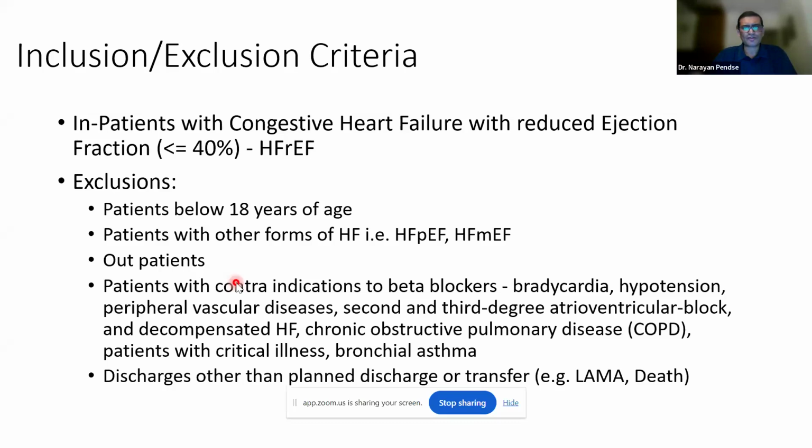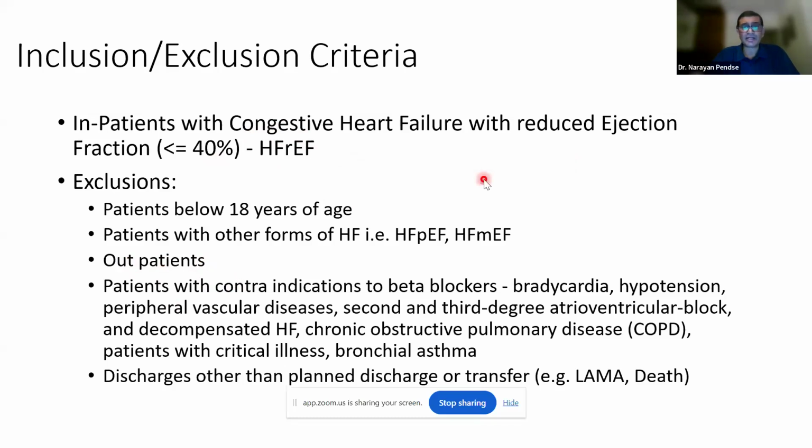Patients with other forms of heart failure, that is, preserved ejection fraction or mildly reduced ejection fraction, we need not include them, because like I said, this is specific to reduced ejection fraction. Exclude outpatients, because it is a discharge that we are documenting, whether the beta blocker has been advised or not.